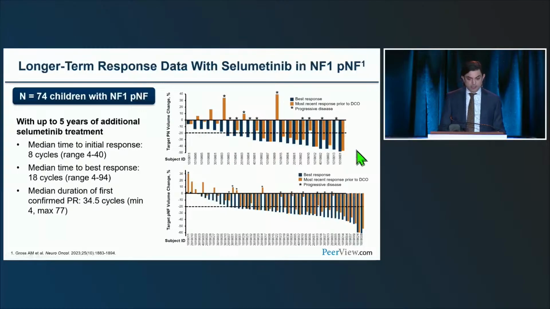And the other thing that we learned is that they had great responses, but some of them developed progressive disease while on treatment. So responses are not seen right away. It can take up to 12 or more cycles. The median time to initial response was 8 cycles, ranging from 4 cycles to 40 cycles of treatment before a response was seen, and each cycle is 28 days long. The median time to best response was 18 cycles, so people have to be patient. And the median duration to partial response was 34 cycles. So that's a long time of waiting. And you can see that some of these patients had progressive disease.